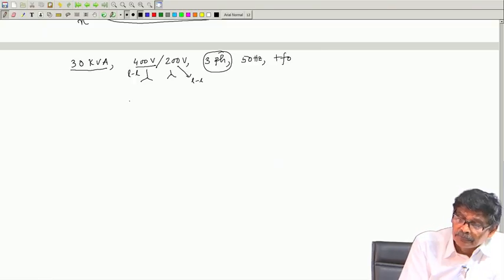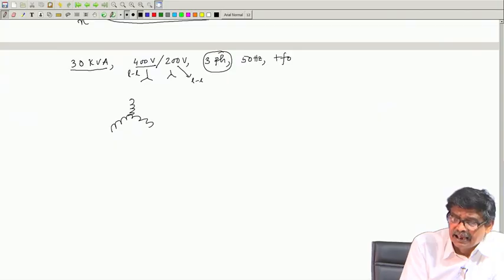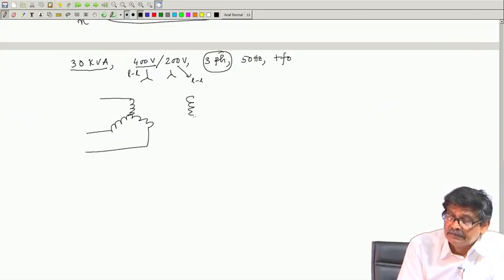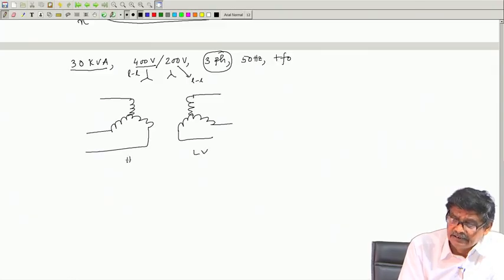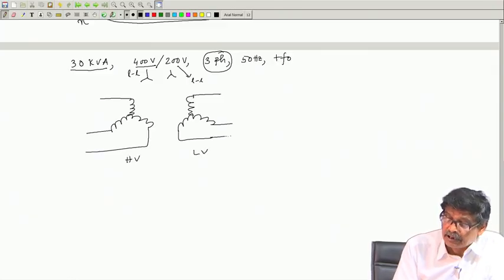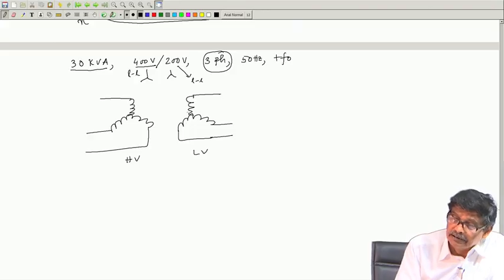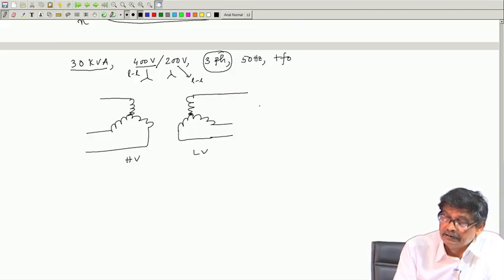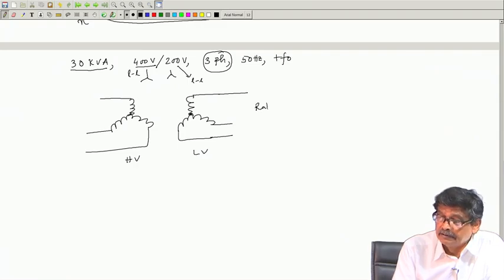So, what do you do? The transformer you connect, generally as I told you, from the LV side you carry out the no load test. So, suppose this side is LV, this side is HV. Therefore, to carry out the no load test, I will apply rated voltage. What is the rated voltage? 200 volt.